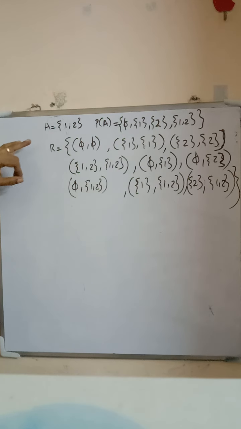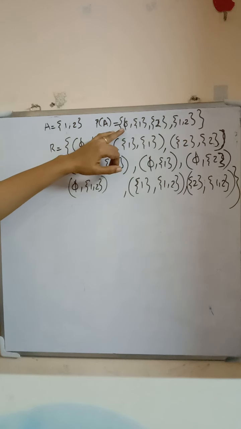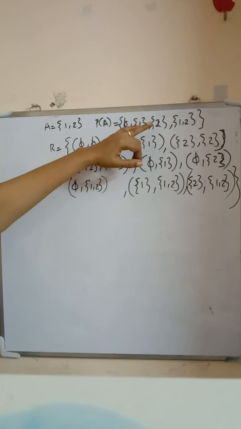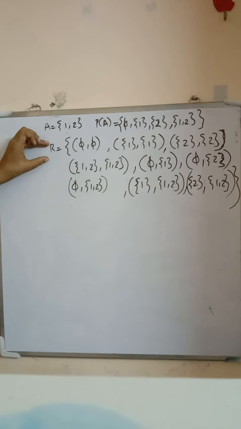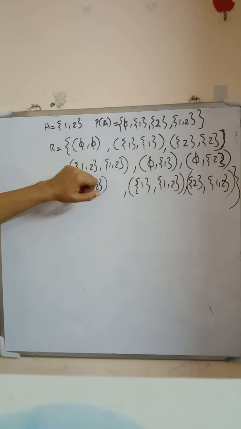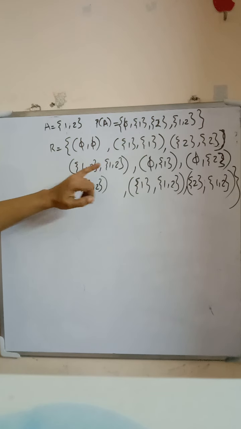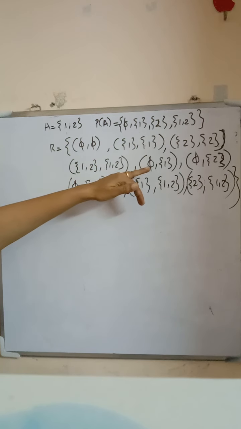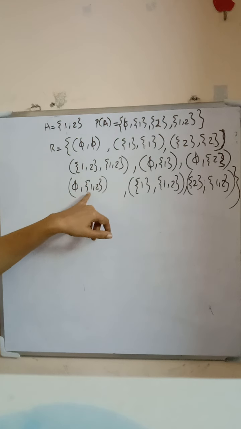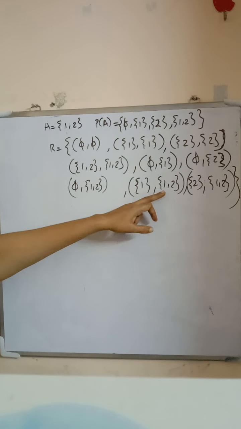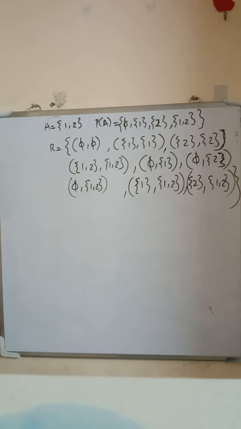Now we do another example. A is equal to the set {1, 2}. Its power set is {null set, {1}, {2}, {1, 2}}. We define a relation on the power set of A, that is, the null set related to itself, {1} related to itself, {2} related to itself, {1, 2} related to itself, null related to {1}, {2}, {1, 2}, also {1} related to {1, 2} and {2} related to {1, 2}.